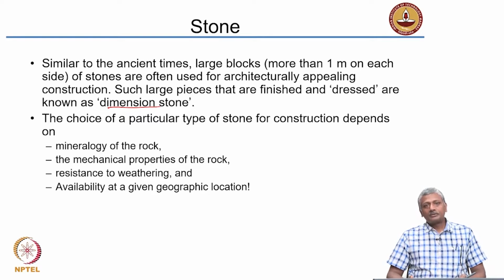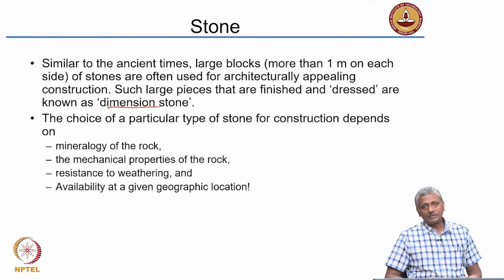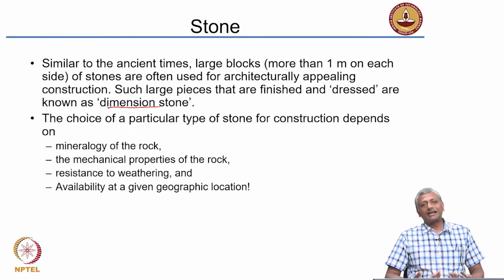Okay. Now, for obvious reasons, you will also restrict the usage of the stone to what is available in the local area, right? For example, if you are down in the south, in most cases you will get granite quite easily available. If you are in Andhra Pradesh or in Tamil Nadu, you will see a lot of granite being used for the large monumental structures. If you go to Kerala, as I said earlier, laterite is quite popular. Okay. So, the availability is a primary deciding factor for using a particular type of stone.